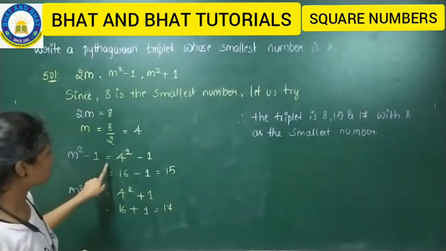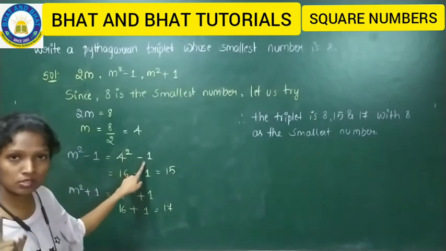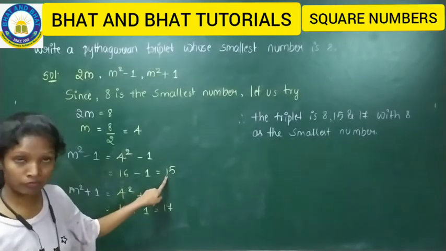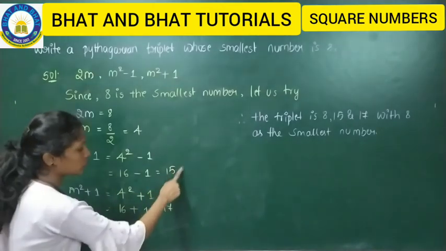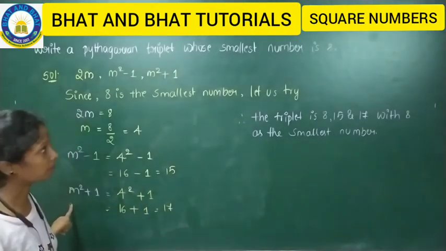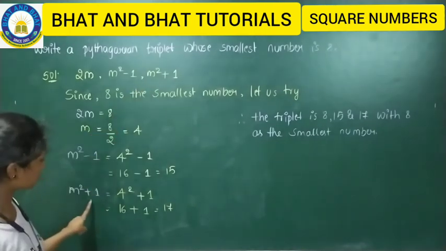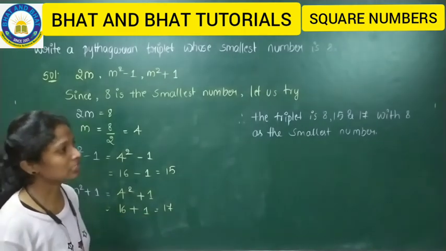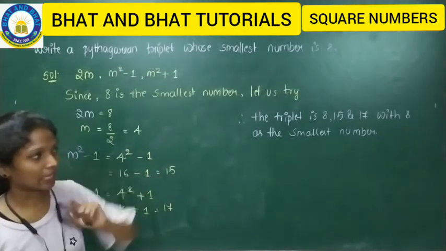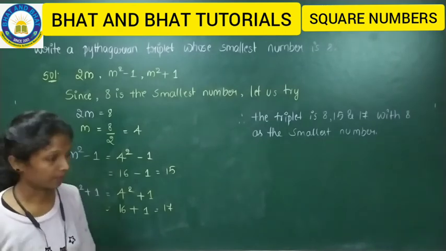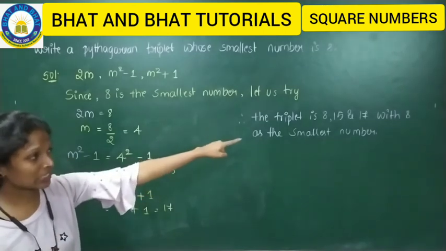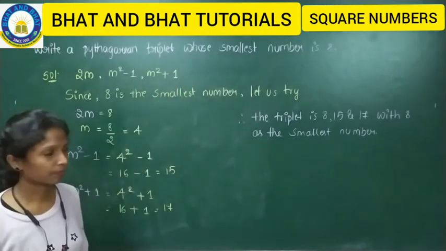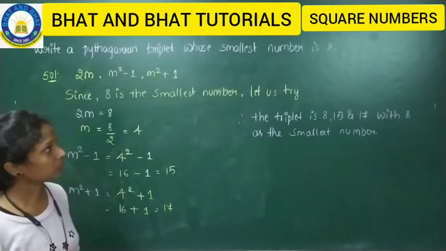M square minus 1 is equal to 4 square minus 1. 4 square is equal to 16, minus 1, that is 15. And now we got m square minus 1, that is the second number. The third one, that is m square plus 1. 4 square plus 1. 16 plus 1, it is 17. So the triplet is 8, 15, 17. So there we can notice that 8 is the smallest number as they have given you in the question. Fine. So you can copy this now. Yes, copy down.